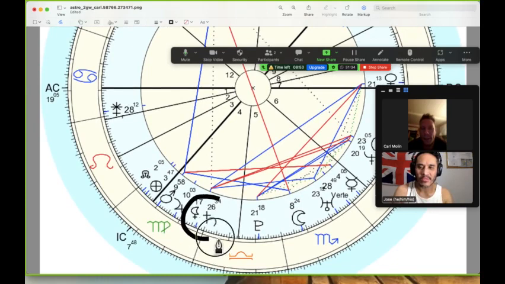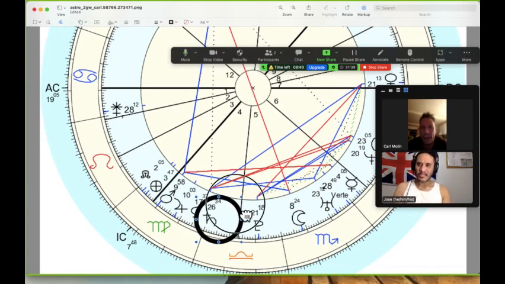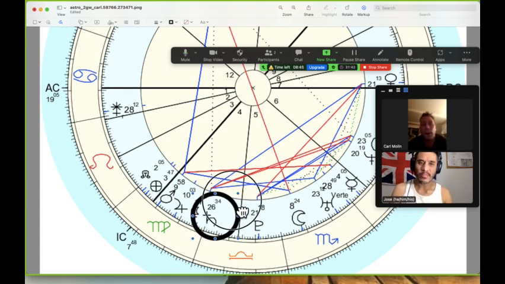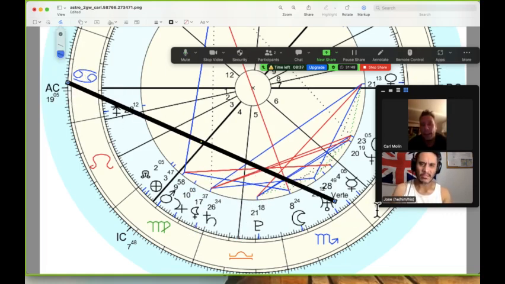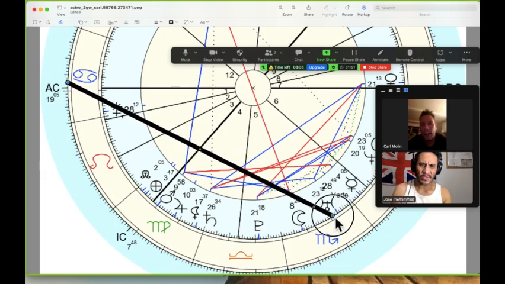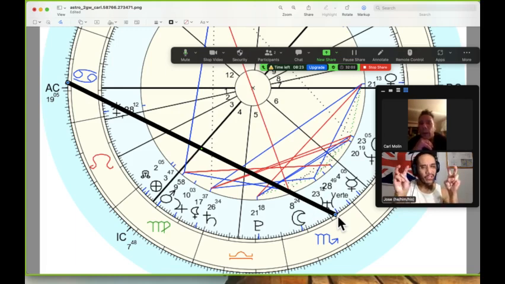I was hoping to get into this one, but 26 degrees... What did you say about the comfortable... Right here, this aspect between Uranus and your ascendant. It's like you're most likely comfortable with the changes that happen. Maybe you're used to a certain nervous energy, so to speak.